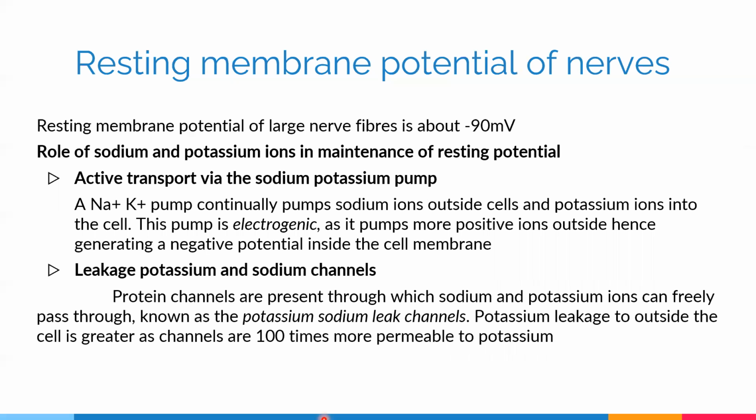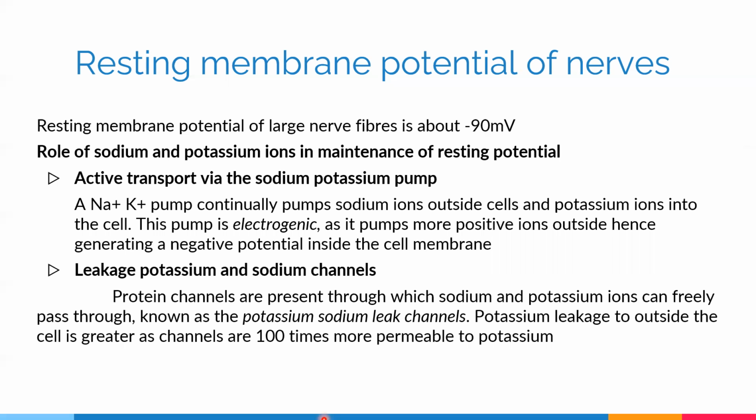We will look into how this membrane potential is calculated. There is a huge role of sodium and potassium ions in maintenance of this resting potential. First off, there is active transport via the sodium potassium pump. Remember the sodium potassium pump that we discussed a couple of slides back, which actively pumps 3 sodium ions out of the cell in exchange for 2 potassium ions into the cell. The pump continually pumps sodium ions outside the cell and potassium ions into the cell.